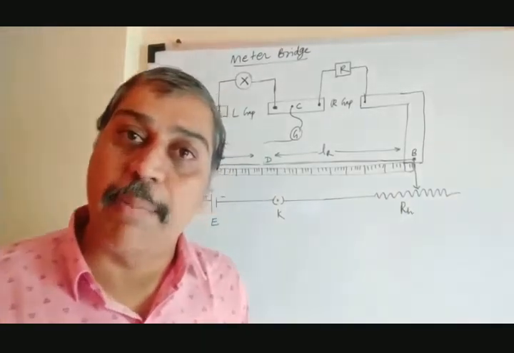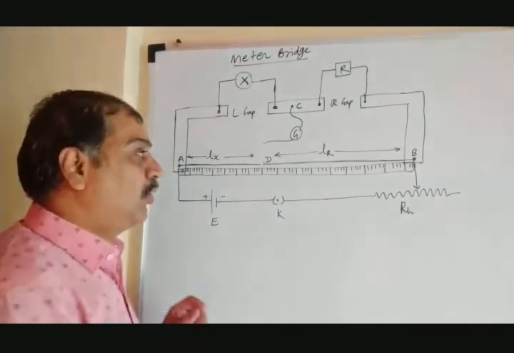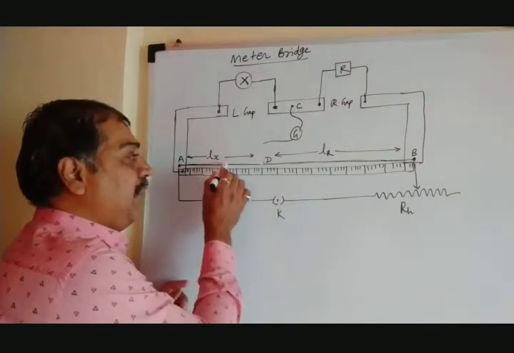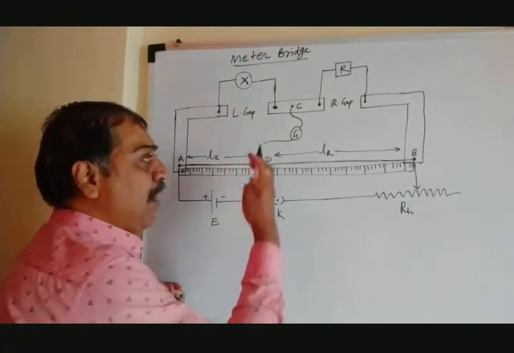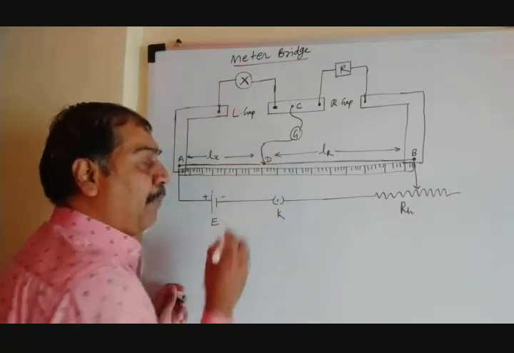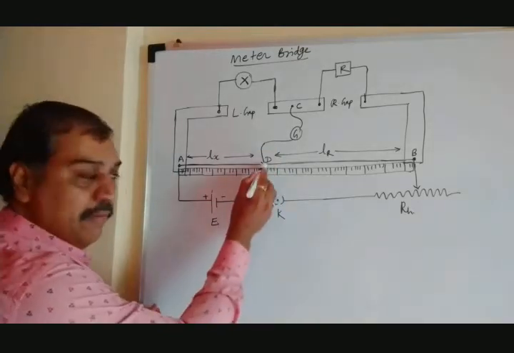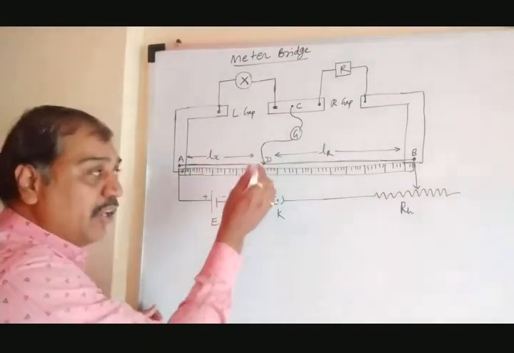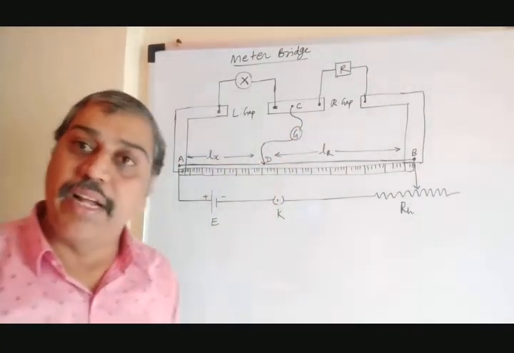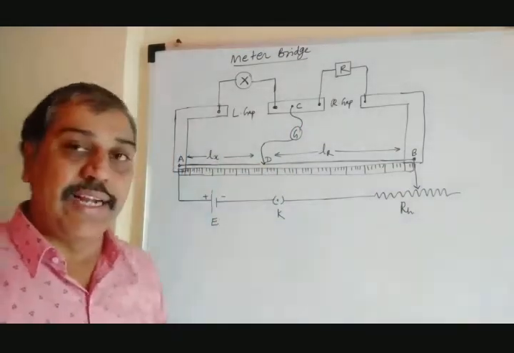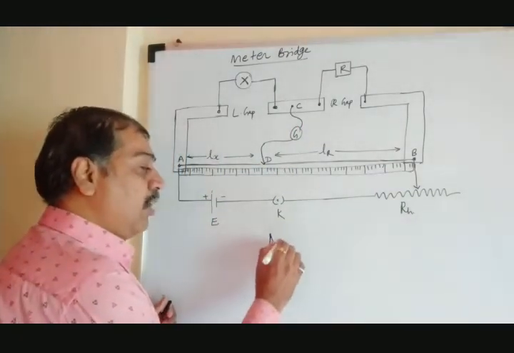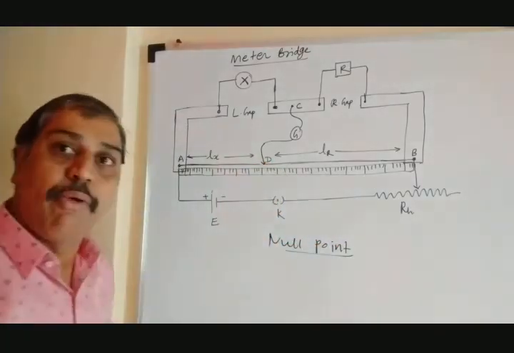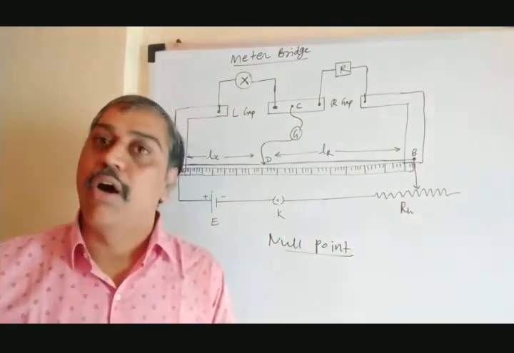If the deflection is in the opposite direction, then what can we do? Just touch the jockey at different parts of the wire and find out one point. Find out the point D. Just touch it here and see the deflection in the galvanometer. When we touch at this point D, if the deflection in the galvanometer shows 0, that means point D is said to be the null point. Null point means that when we touch the jockey at this point, the galvanometer shows a null deflection or 0 deflection.